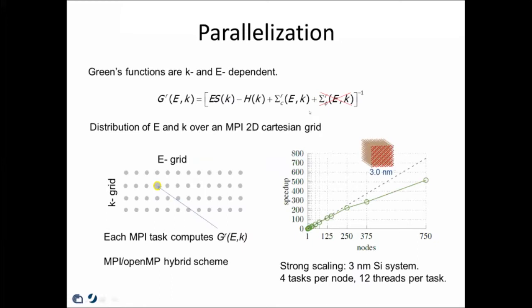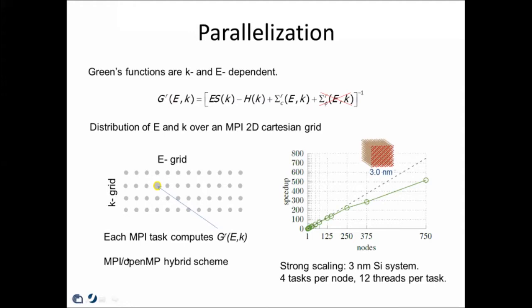The library is parallelized. I said that it depends on energy and K points, and these energy and K points are used to parallelize, to distribute over a two-dimensional Cartesian grid. So the natural MPI distribution is over this. Now we are starting to think how to add a third dimension, that is also the domain decomposition, so a third dimension in this MPI distribution.